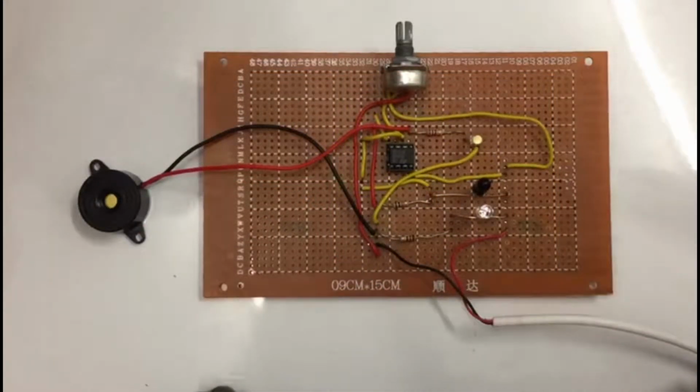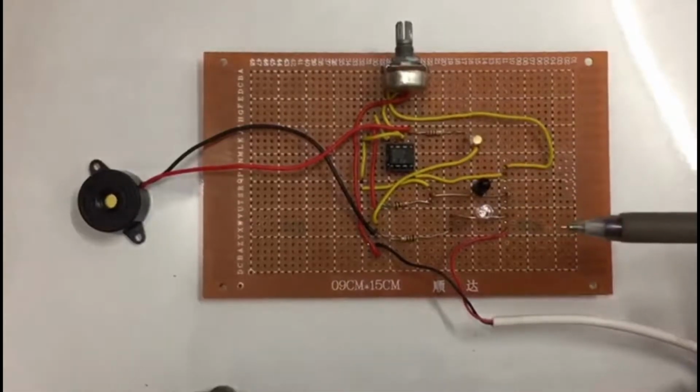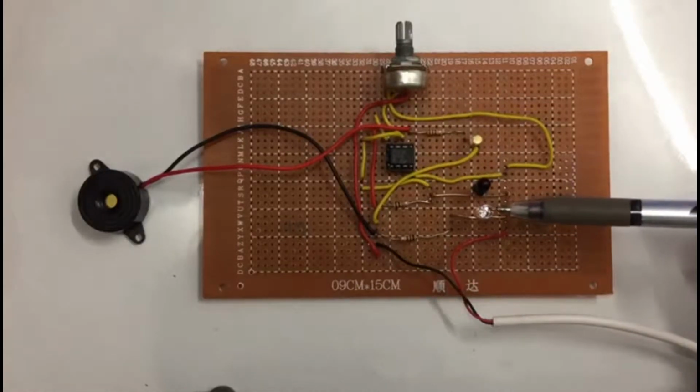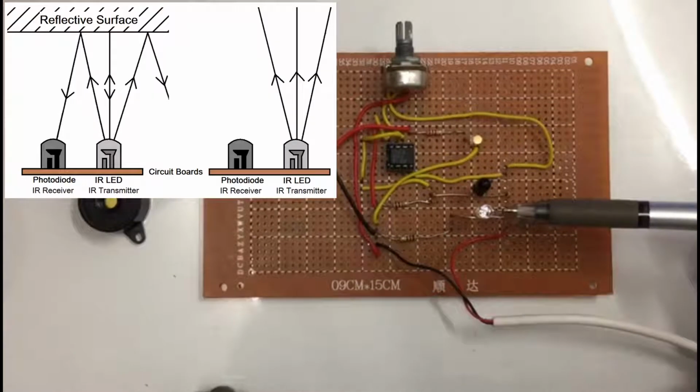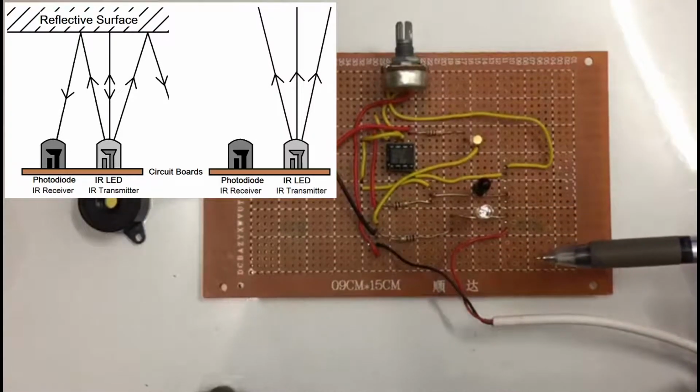I will explain the working principle of the IR proximity sensor. First of all, we need two components, which are the IR LED and the photodiode. I will explain each one by one. First, the IR LED is used in this circuit to transmit infrared light.